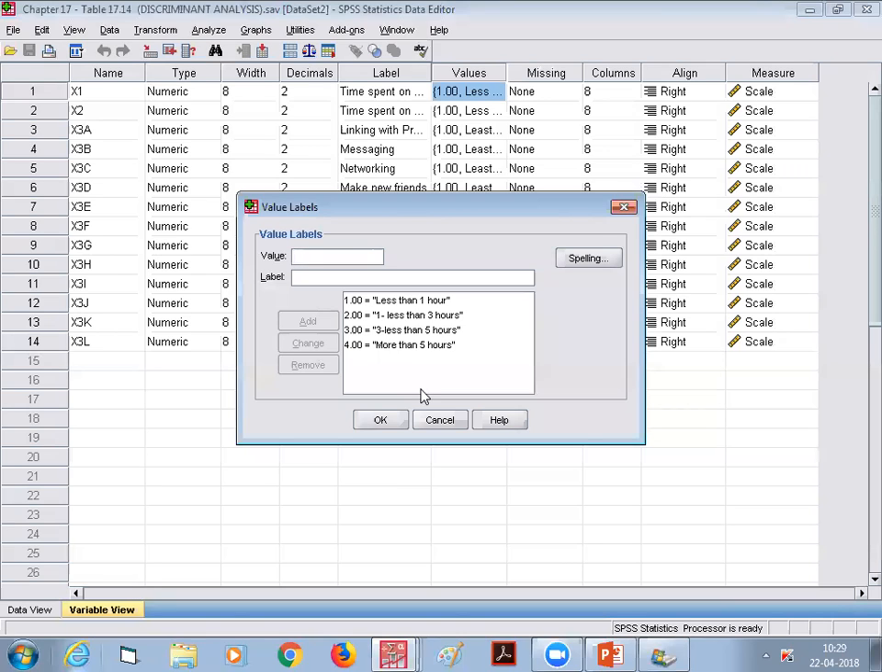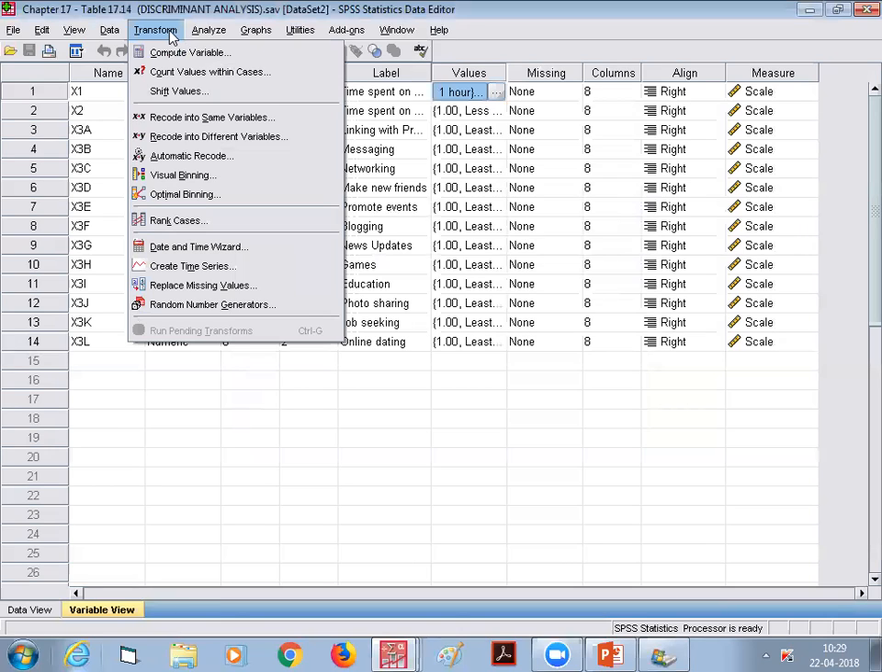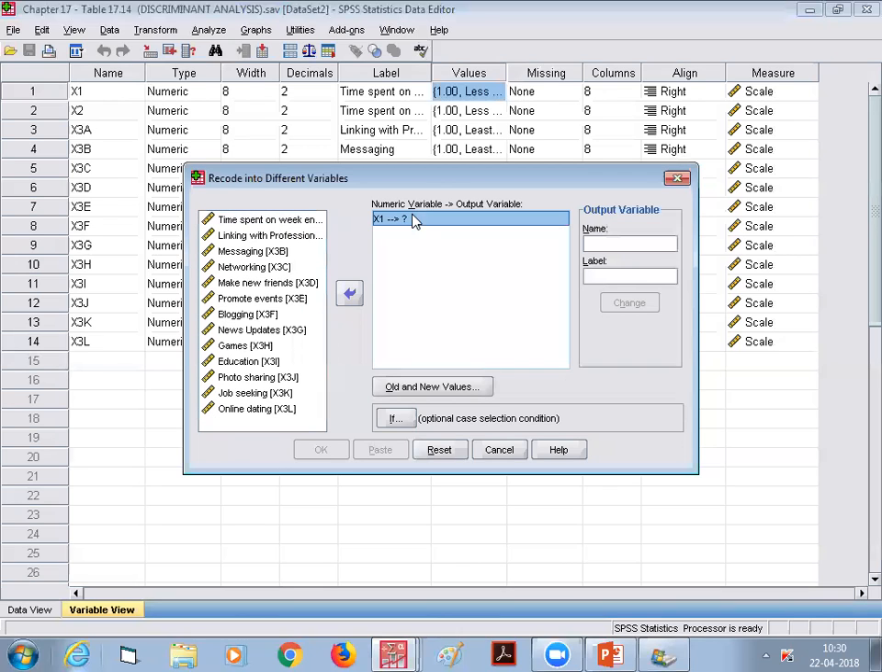We want to convert this into two groups only. What you have to do is go to Transform first. You have to group into different variables: Recode into Different Variables. I am using this one. So the variable I am taking is time spent on weekdays, x1, the variable I want to change. You can give the new variable name. Let me give something. Let us say y, I'll give the variable as y.